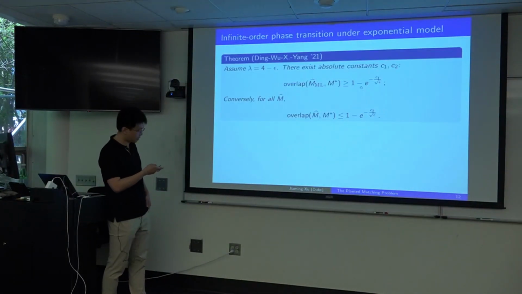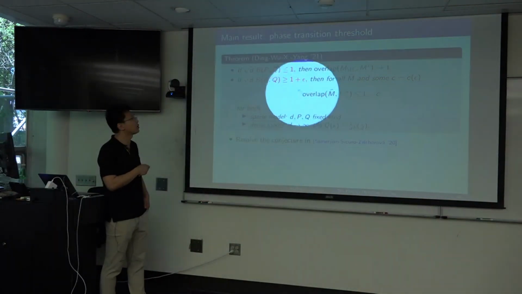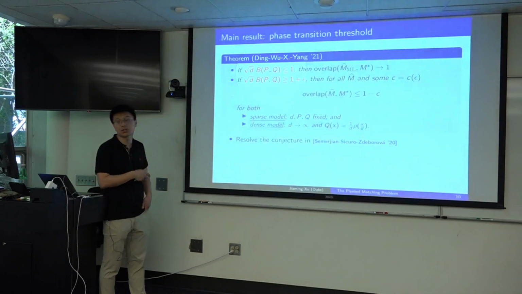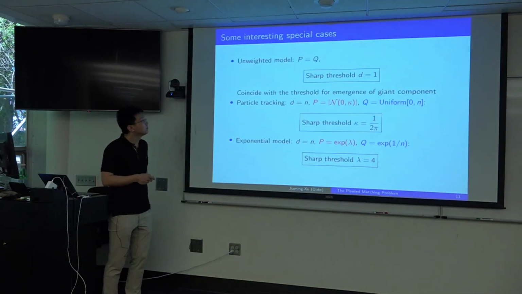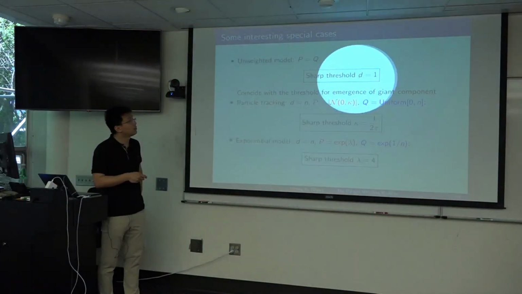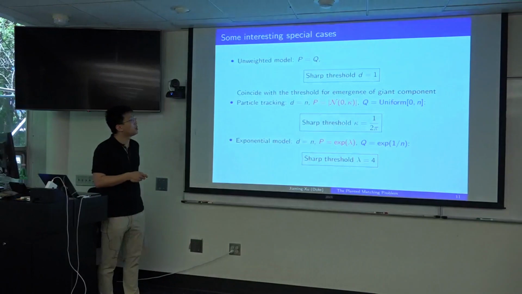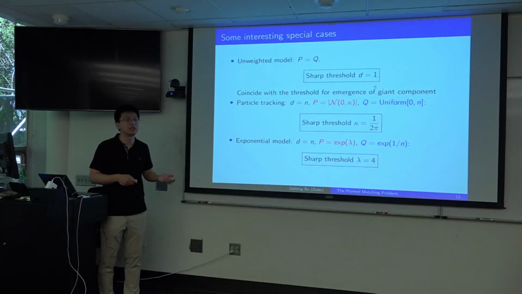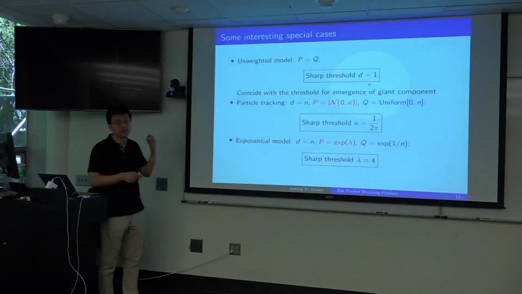Because our previous threshold is given by the square root of d times the Bhattacharyya coefficient equal to 1, and if P equals Q, then the Bhattacharyya coefficient equals 1, so the threshold just becomes d equal to 1. If you're familiar with random graph theory, when the average degree equals 1, that's the threshold for the emergence of the giant component in an Erdős–Rényi random graph. So this has some connection to that phenomenon.